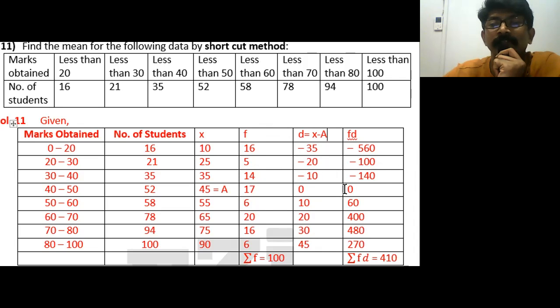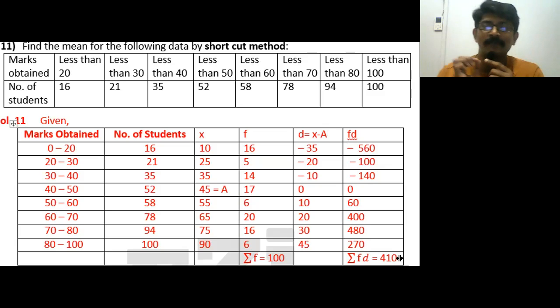एंड फिर 17 zeros are 0, 6 10s are 60, 20 20s are 400, 16 30s are 480, 6 45s are 270. ये पॉजिटिव नंबर्स को ऐड करके यहाँ पर लिख सकते हैं. फिर ये जो नंबर रहेगा और ये जो नंबर रहेगा इनका एडिशन करते हैं तो we will get summation FD. Summation FD will come 410. If you have doubt till here, just rewind a little bit and you'll get everything very clearly.